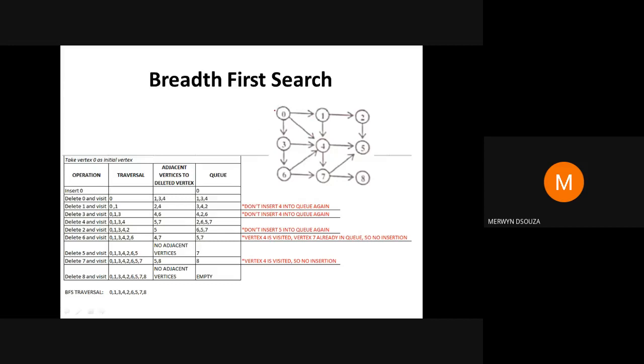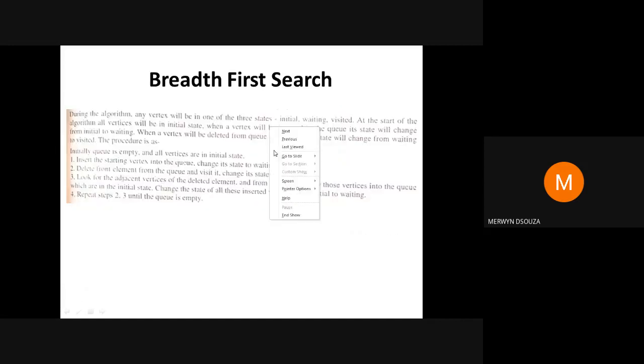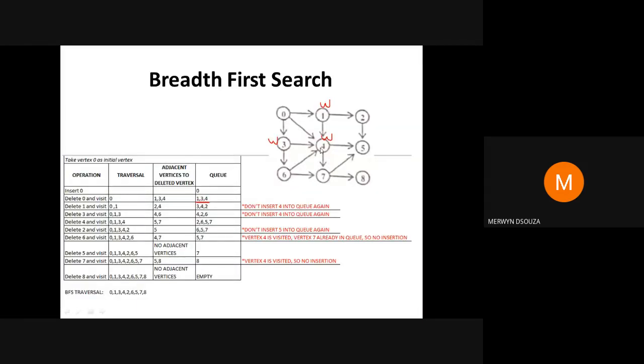Presently you have deleted 0. These three vertices were in the waiting state. Why are they in the waiting state? Because they are in the queue. Whenever a vertex is present in the queue, its state will be waiting. So these three vertices are in the waiting state. All the other vertices are in the initial state.